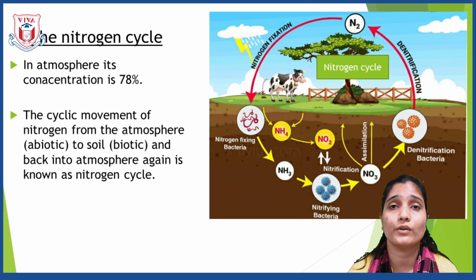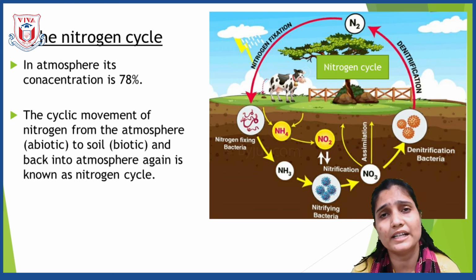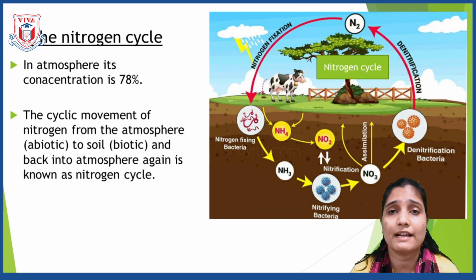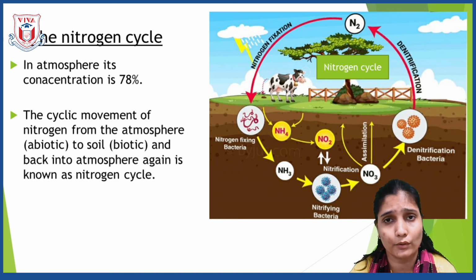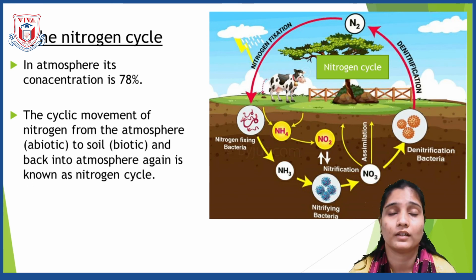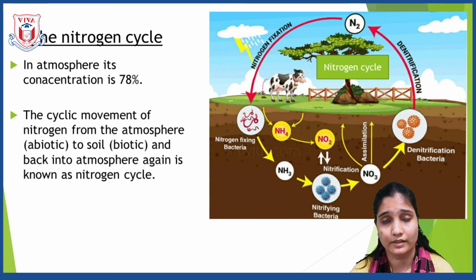Let's start the nitrogen cycle. In the atmosphere, its concentration is 78%. Plants cannot trap atmospheric nitrogen. The cyclic movement of nitrogen from the atmosphere to the soil and back into the atmosphere again is known as the nitrogen cycle.